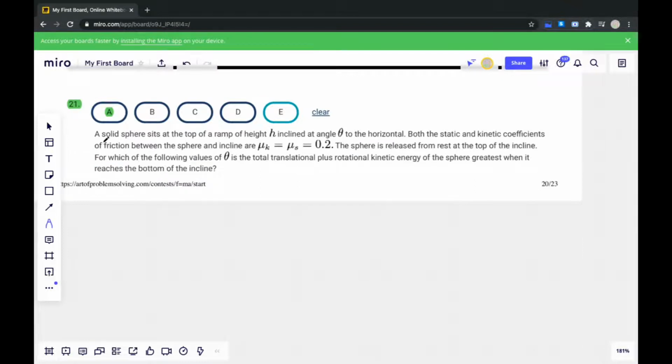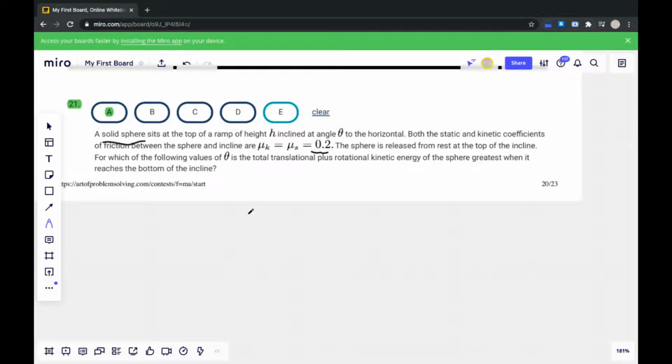For problem 21, we have a solid sphere at the top of a ramp of height h, inclined at an angle theta. We have that the static and kinetic coefficients are 0.2 and it's released from the top of the incline at rest. We want to find for what values of theta is the total kinetic energy of the system greatest. So this is just conservation of energy, and it's basically asking for what value of theta will no energy be lost to friction. So for what value of theta will it roll without slipping?